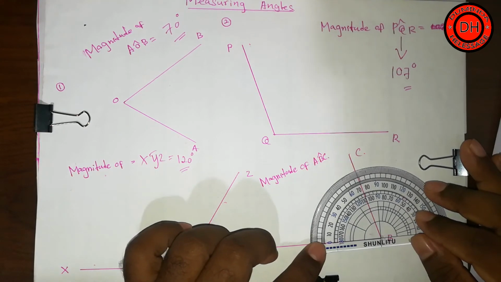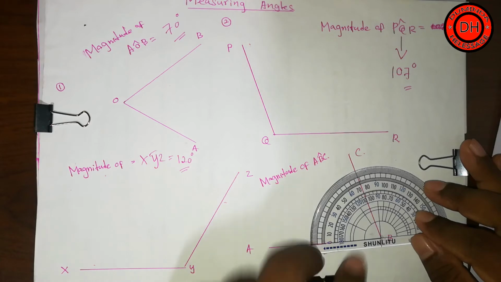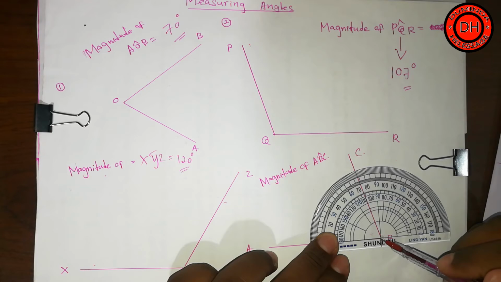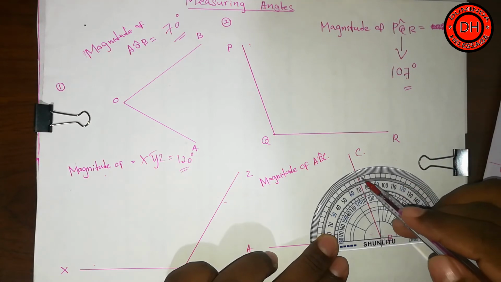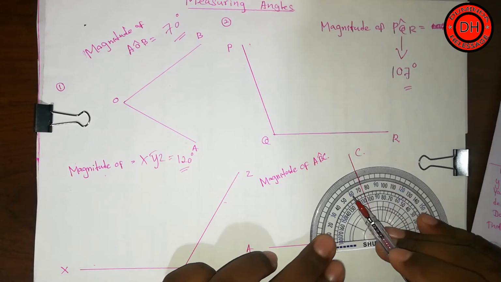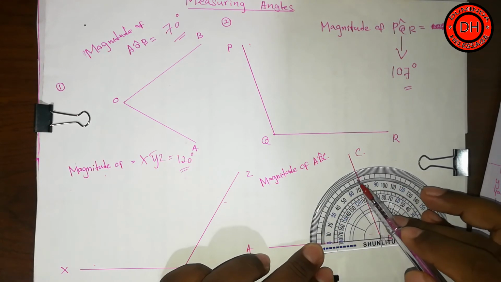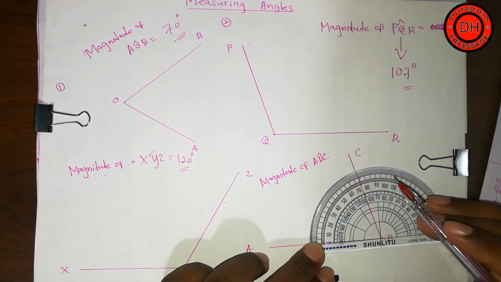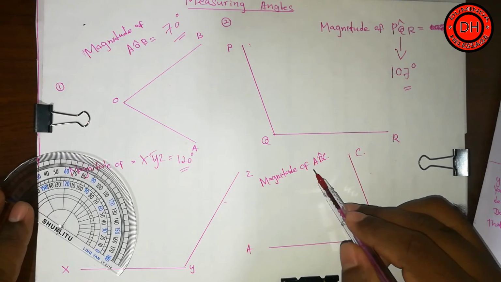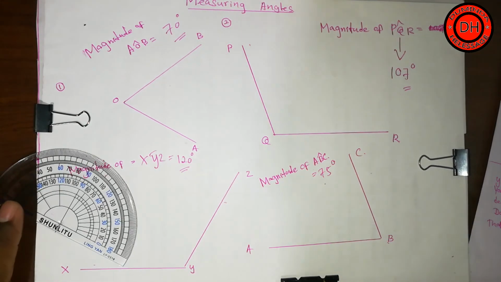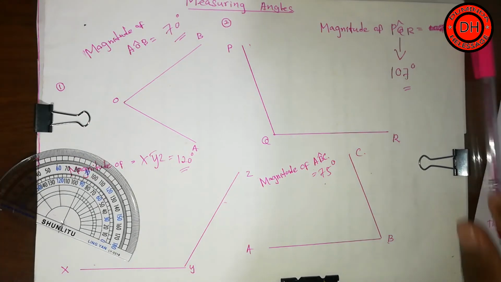Then you can see the arm BC coincides with the line indicated by 75 degrees in the outer scale. If I count 10, 20, 30, 40, 50, 60, 70 and 75. Therefore, the magnitude of the angle ABC is 75 degrees. Okay, I hope you understand them.